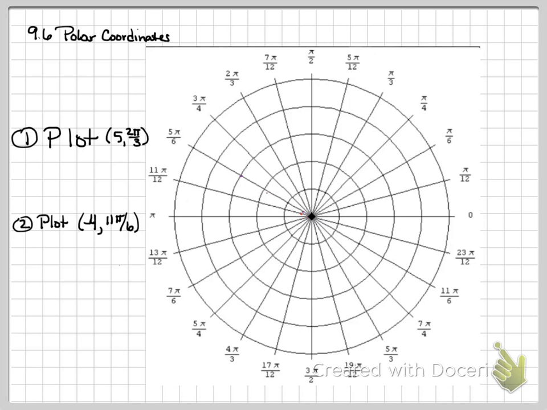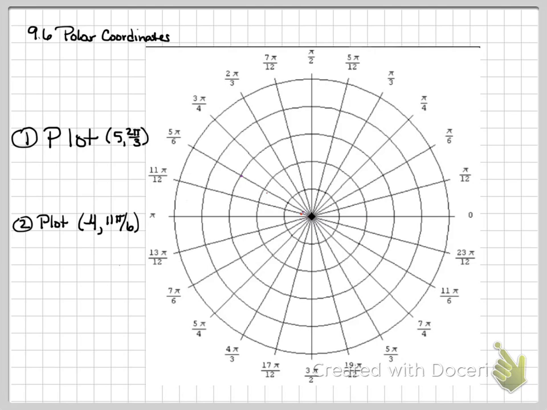Okay? So, notice from the graph that it looks very similar to our unit circle, and it's got the same radians on there. But it's got all these extra rings. Each of those rings represents a radius. And so if I have a radius of 4, I'm going to count out 4 from my center. Okay, so let's plot the first one.